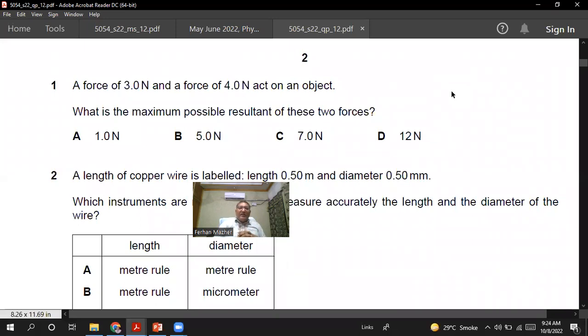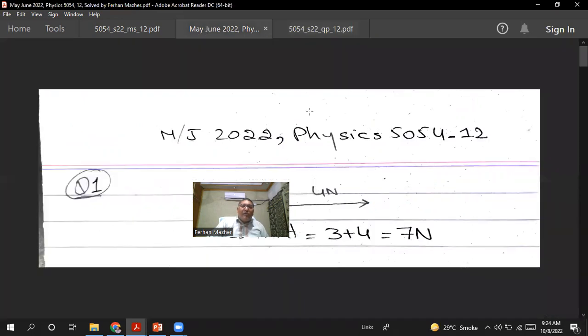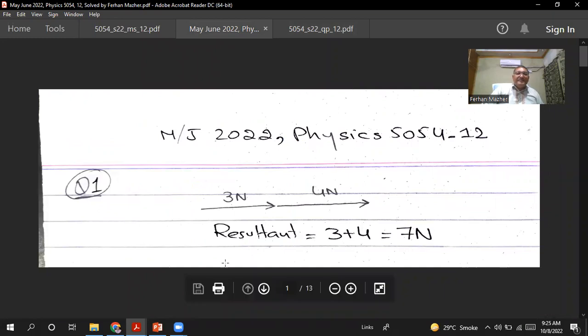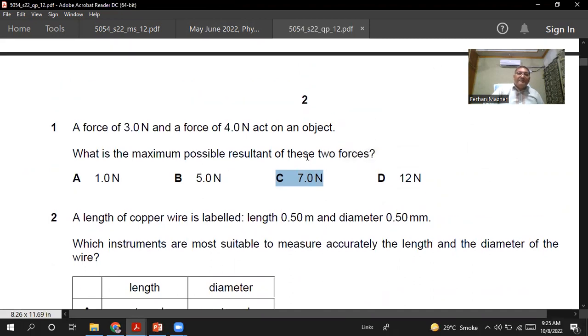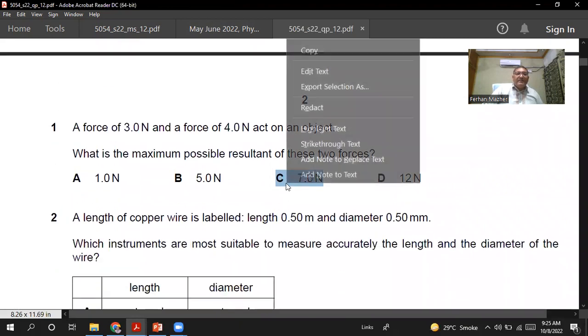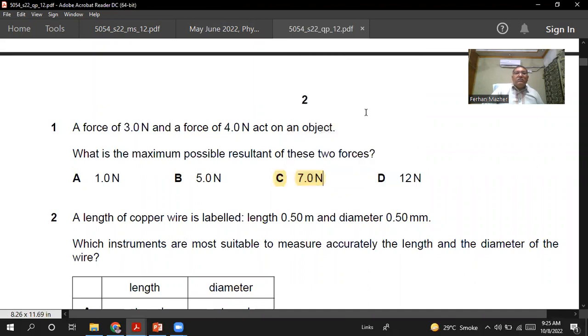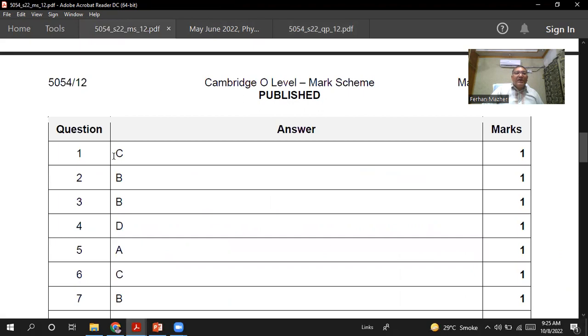When two forces act on a body, the maximum possible resultant force is when both forces are parallel to each other and aligned, the angle between them is zero, and they act in the same direction. I have shown here that if two forces act in the same direction along the same line, then their resultant will be their arithmetic sum. So that will be 3 plus 4. The maximum possible resultant force can be seven Newton. So let's check the answer. Question number one, C is the right choice.